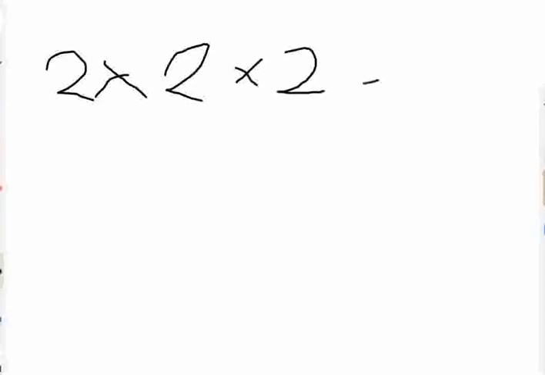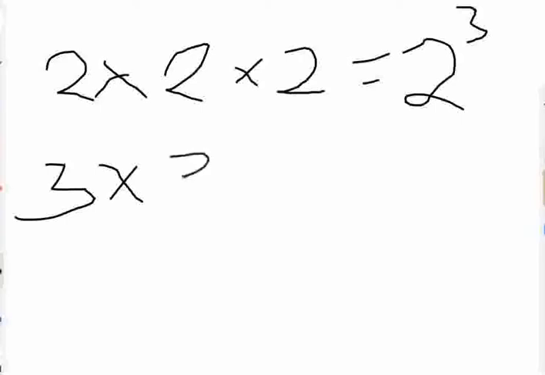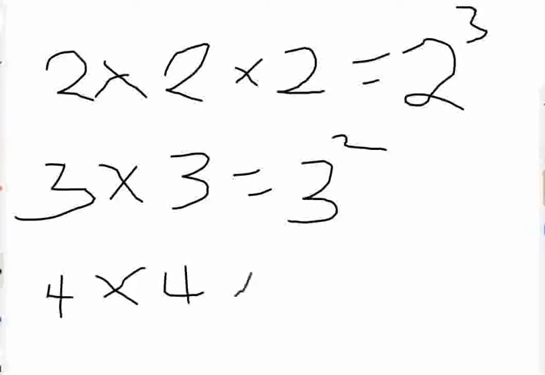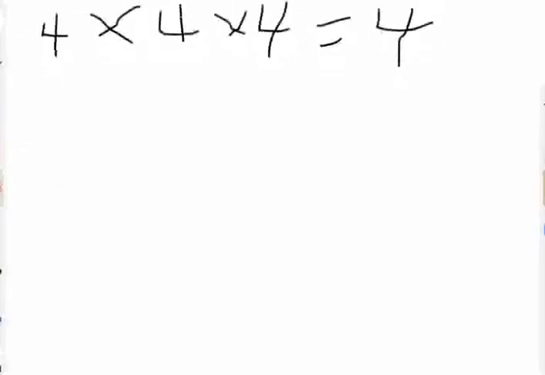For example, if you have 2 times 2 times 2, you say this is equal to 2 raised to power 3. You have 3 times 3, this is equal to 3 raised to power 2. You have 4 times 4 times 4, this is equal to 4 raised to power 3. Just a method of shortening the product of numbers of equal factors, or numbers that are the same. So let's go into laws of indices.